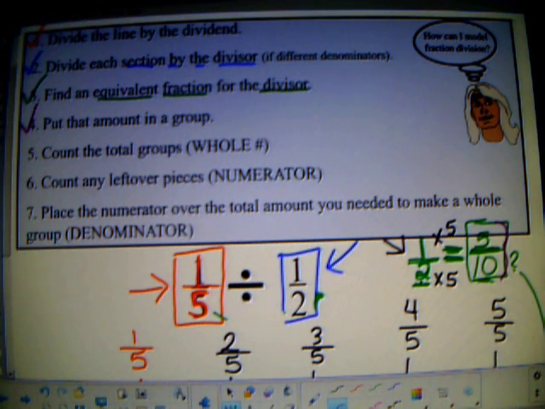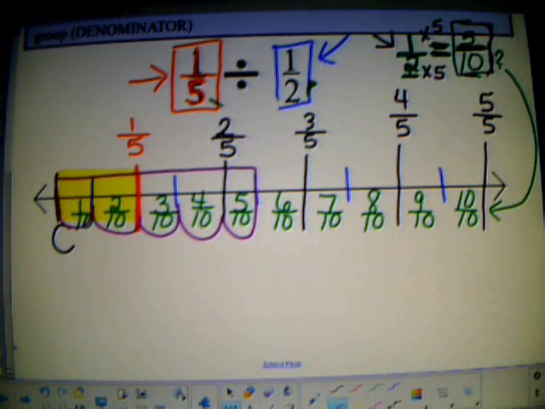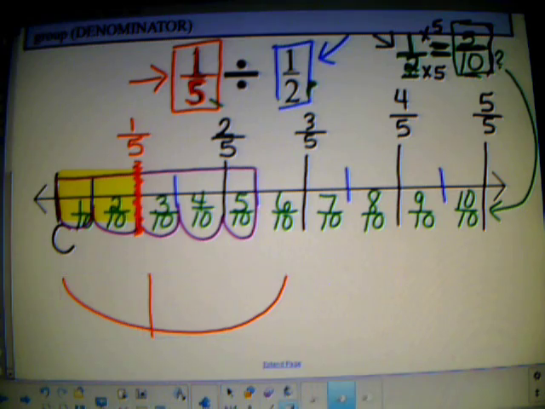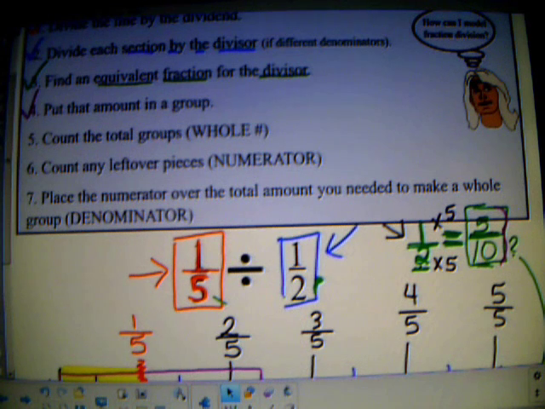Step number 5 says count the total groups. This will be your whole number. When I look, I see that I do not actually have one whole group because I only have 1/5. I needed this many to make a whole group, but I only have this much of that group. So I do not have a whole number for my answer. So my total whole groups actually are 0 for this problem.